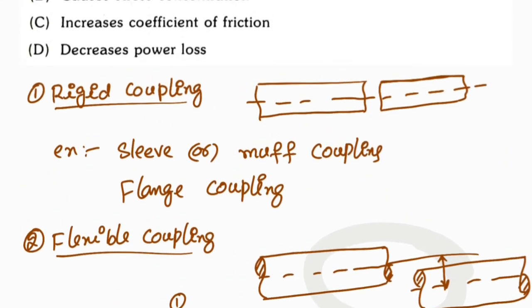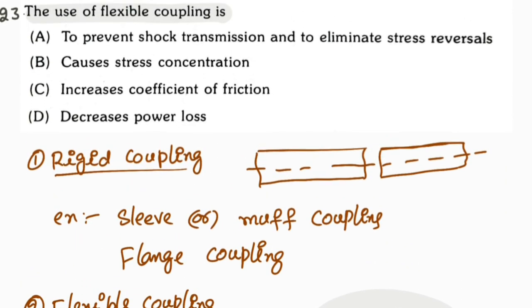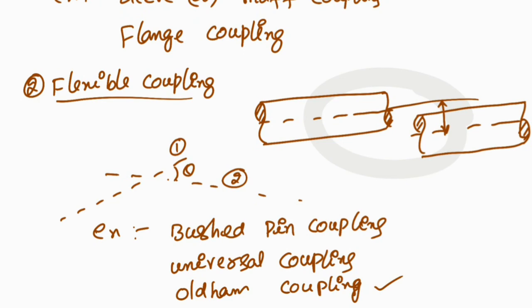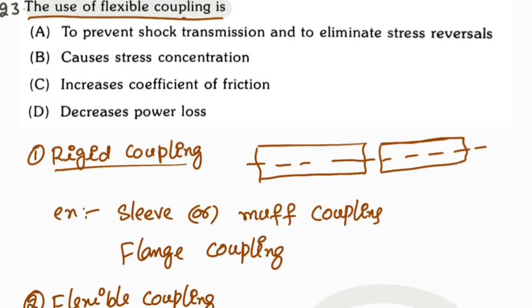Now look at the problem. The use of flexible coupling. The problem is given for flexible couplings like bushed pin coupling, universal coupling, Oldham coupling. Look at the options. To prevent the shock transmission and to eliminate stress reversal. Absolutely correct. Flexible couplings are used for avoiding shock transmission and to eliminate reversal stresses. You remember this point? So with this problem, my dear students, I am concluding this video.